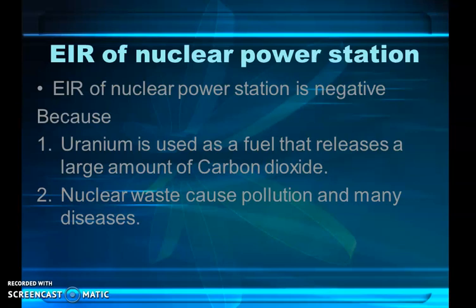In your higher classes, you will learn that whenever uranium decays, it gets converted into another compound which takes a lot of time to decay. Half-life concept you will study there. So whenever uranium is used as a fuel, it can still radiate even after we dispose of the waste. Disposing of the waste of a nuclear material is a great problem. So that is why its waste can cause a lot of diseases and even environmental pollution. On that basis we can say its EIR is negative.